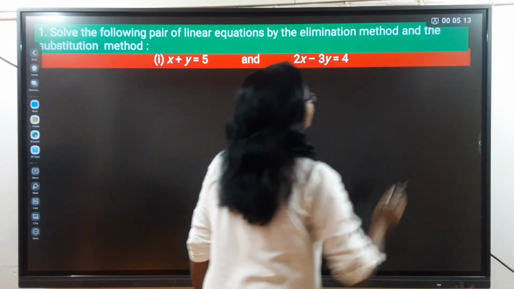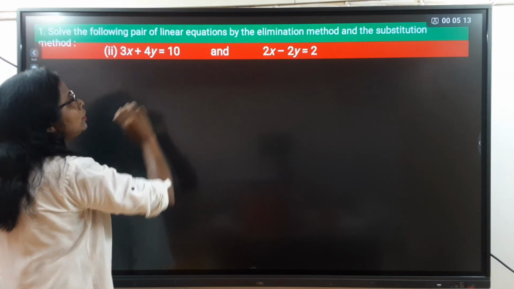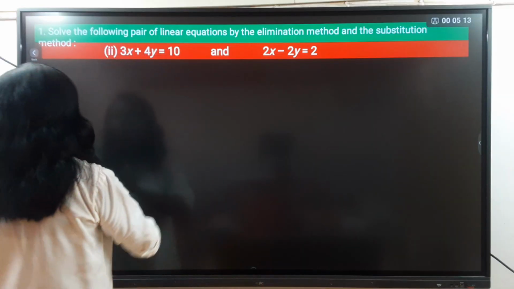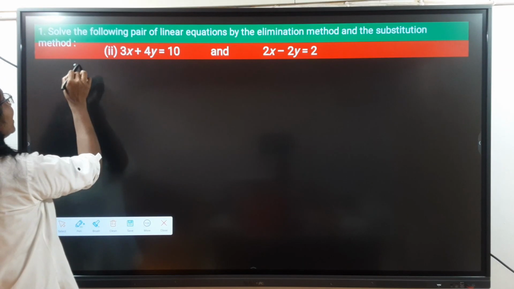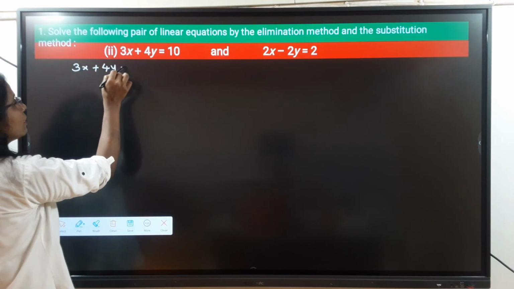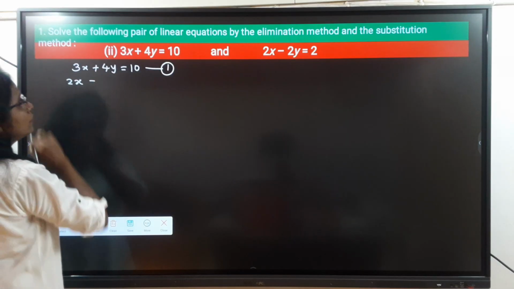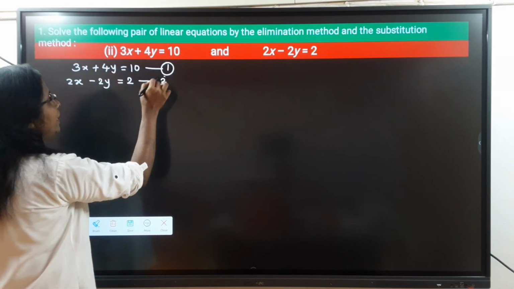Then next one, students. Solve the next example. See the next example, students. 3x plus 4y is equal to 10 and 2x minus 2y is equal to 2. So now here students, first I write down 3x plus 4y is equal to 10 as the first equation. Then 2x minus 2y is equal to 2 as the second equation.